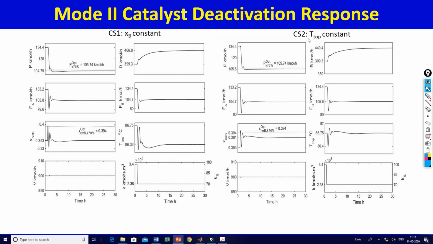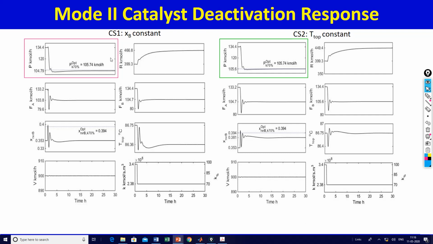If in mode 2 production cannot be changed, the only disturbance in mode 2 is catalyst deactivation. So in mode 2, if the catalyst deactivates, you can see again here the optimum maximum production is 105.7474, and when you're controlling T-top, your production ends up being only very, very slightly below the optimum. On the other hand, the production ends up being somewhat more below the optimum when you're using CS1.